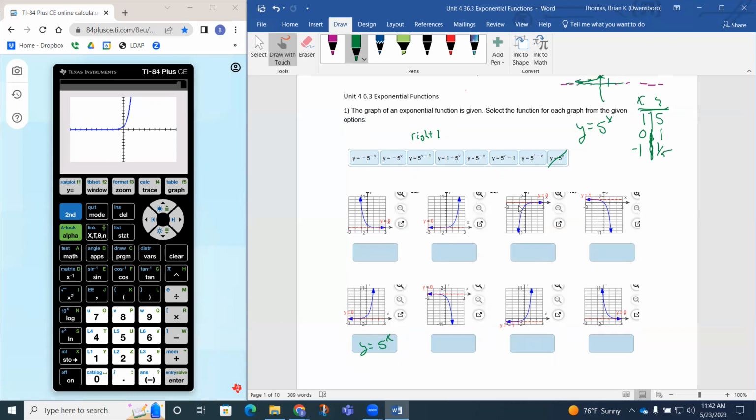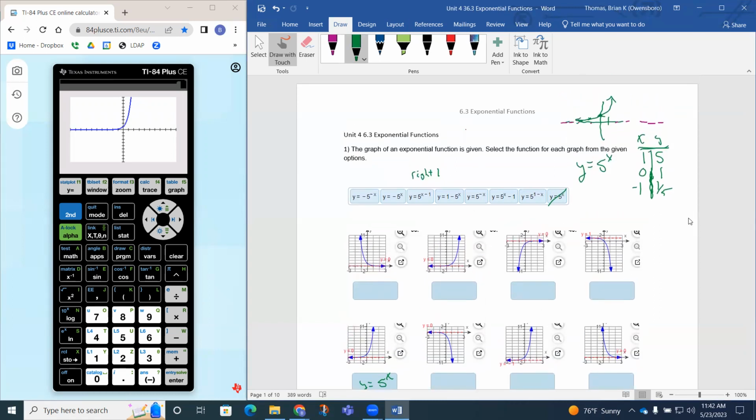So what I'm seeing is this graph here is this one here, y equals 5 to the x minus 1. I can also just type that in the calculator and get the graph on the calculator. You kind of match them up that way. So that one is kind of easy to do.